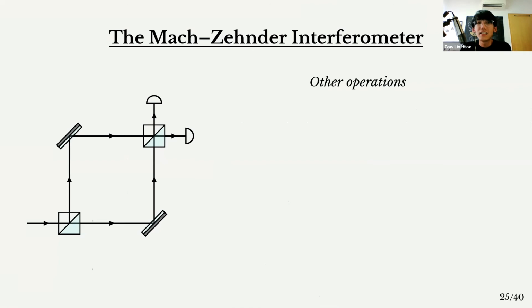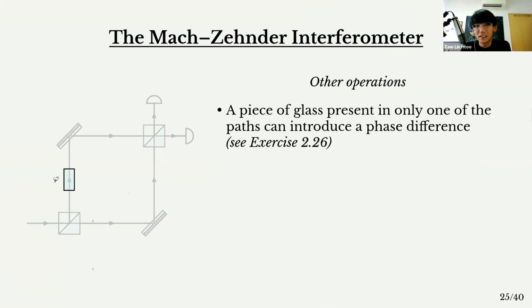And so these beam splitters and mirrors are not the only operations that you can apply. I have limited time today, so I don't have time to get into things like the phase shifter, which is basically if you have a piece of glass at one of the paths but not in the other path, then because the index of refraction is different, the photon picks up a phase difference between the two paths. If you're interested, you can look at exercise 2.26, where we look at the Mach-Zehnder interferometer with the phase shifter.